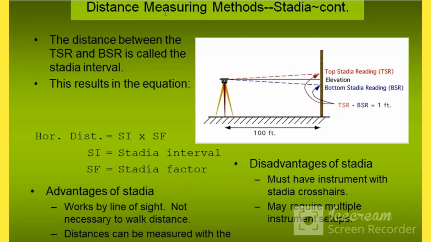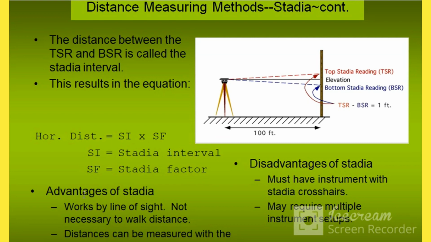the distance measuring method stadia continued. The distance between the TSR and BSR is called the stadia interval. This results in the equation: the horizontal distance is equal to SI multiplied by SF. SI means stadia interval and SF means stadia factor.